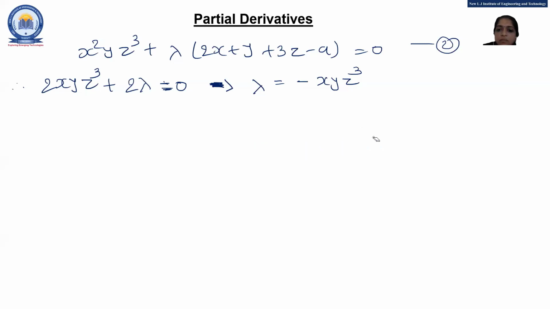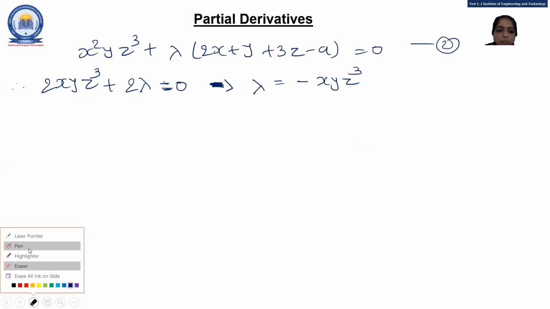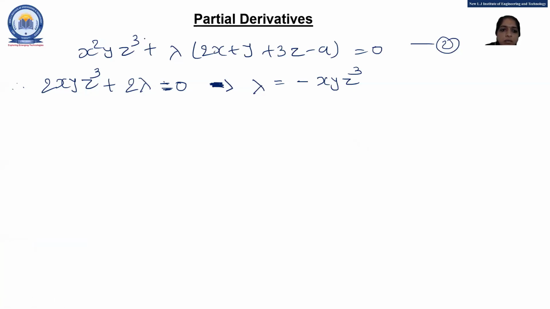Similarly, if I take the derivative of equation 2 with respect to y, the derivative of the first term with respect to y is x square z cube, and the derivative of the second term with respect to y is just lambda, right? So if I keep lambda as the subject in this equation, that is minus x square z cube.